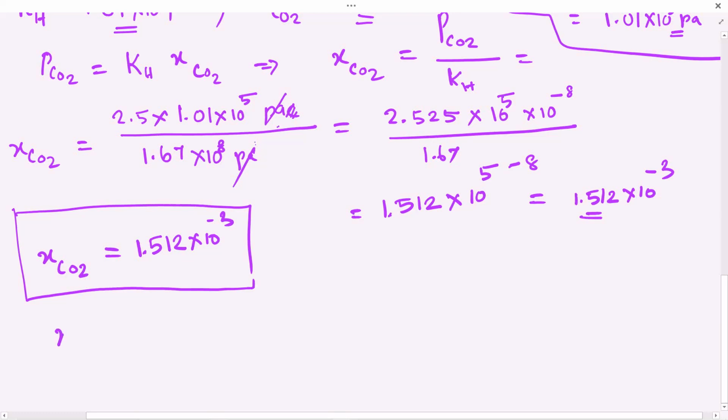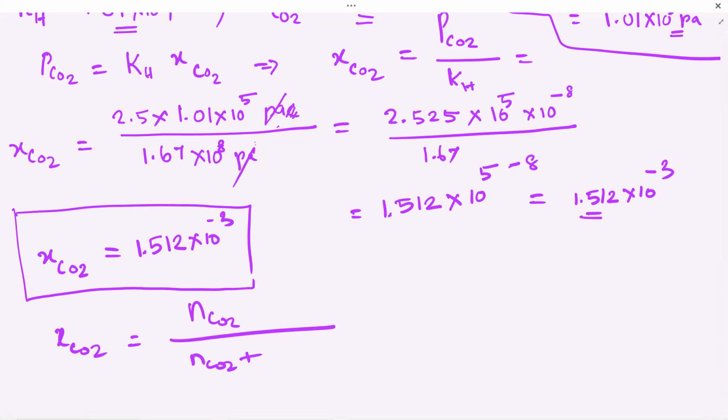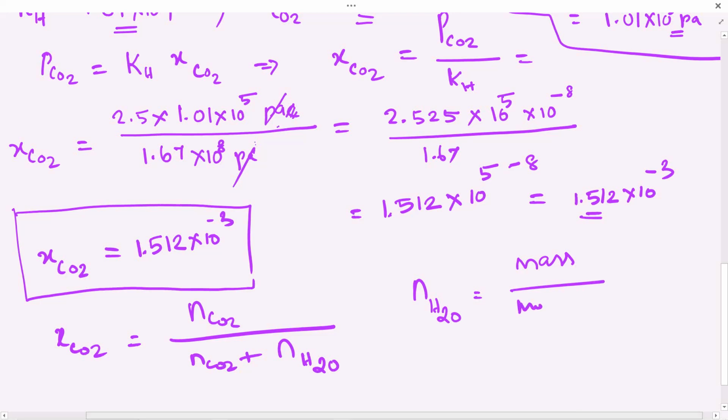The mole fraction of CO2 is equal to what? The number of moles of CO2 divided by the number of moles of CO2 plus the solvent, so the number of moles of H2O. This is the mole fraction formula. Here we can find out the number of moles of CO2. Let us find out the number of moles of water. The number of moles of water is mass by molar mass.